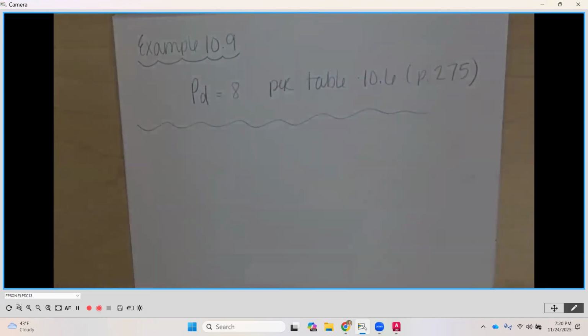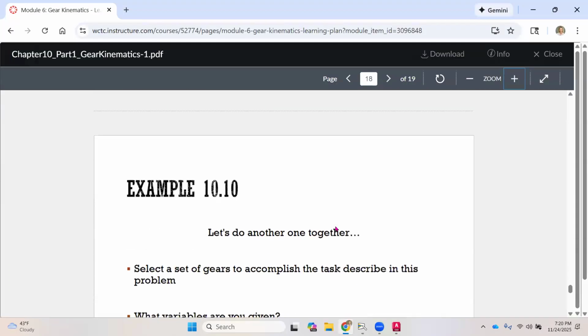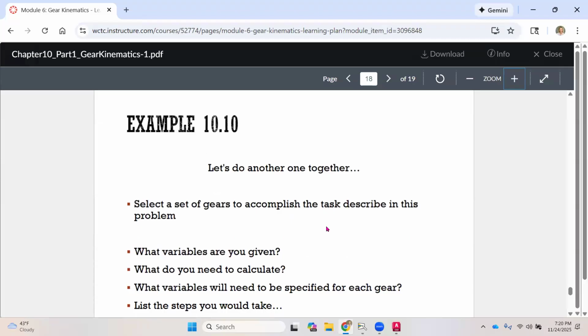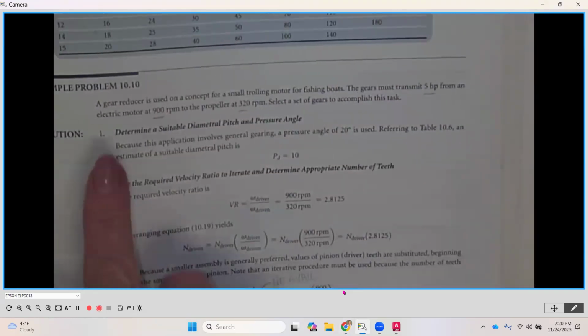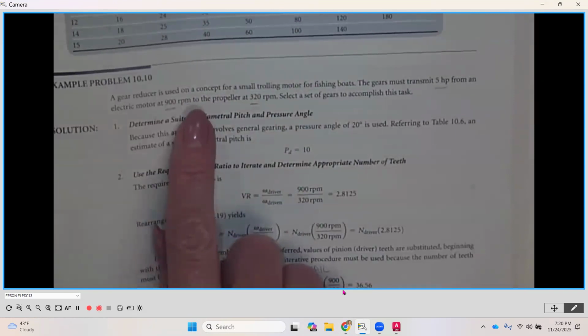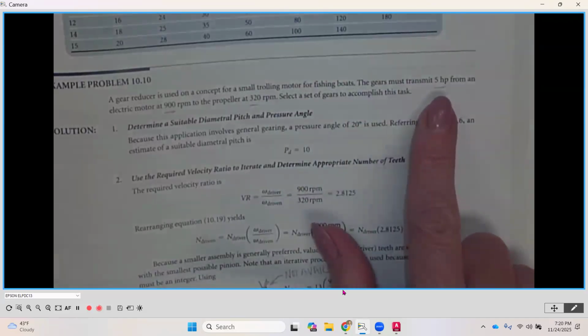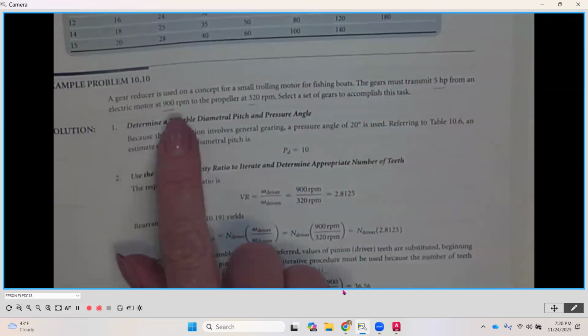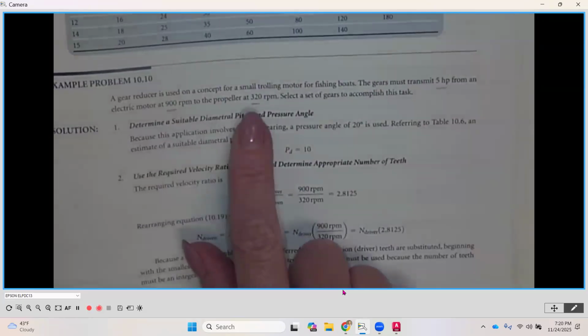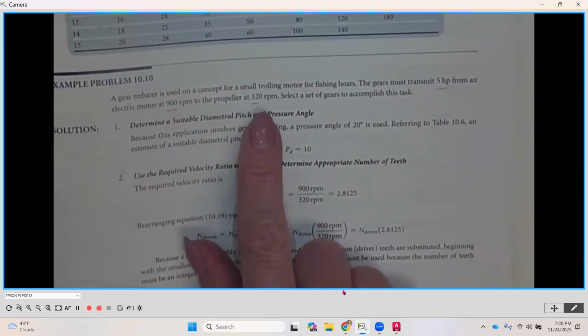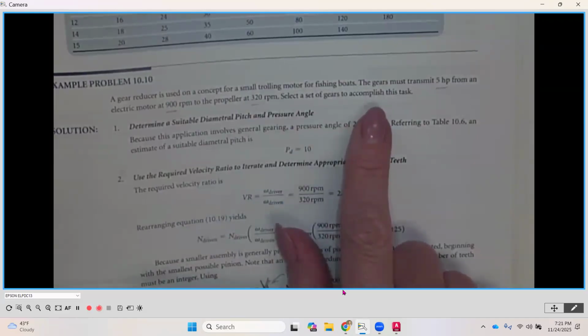Okay. Now the other example we're going to go through is example 10-10. So let's look at the description for example 10-10. In this case, we have a gear reducer used on a concept for a small trolling motor for fishing boats. The gear must transmit 5 horsepower from an electric motor at 900 RPMs to the propeller at 320 RPMs. Select a set of gears to accomplish this task.